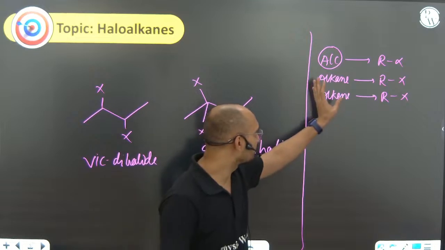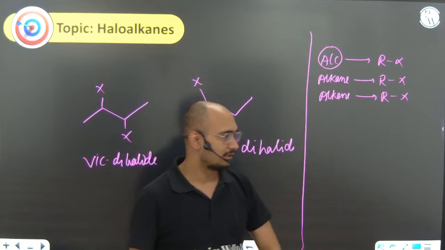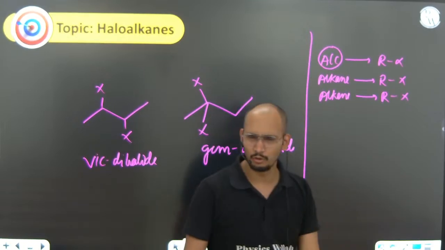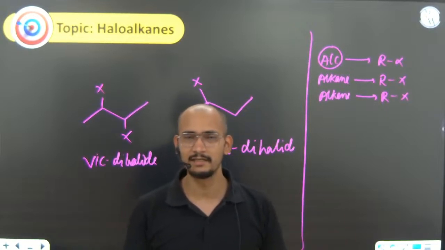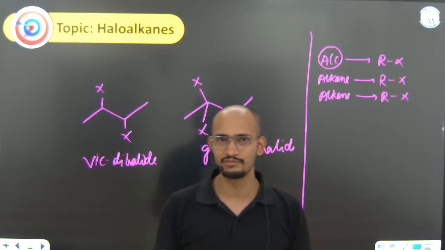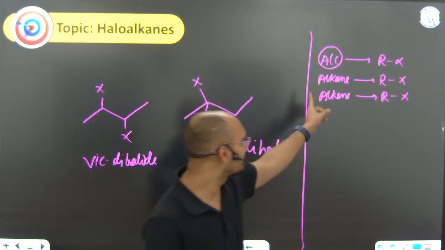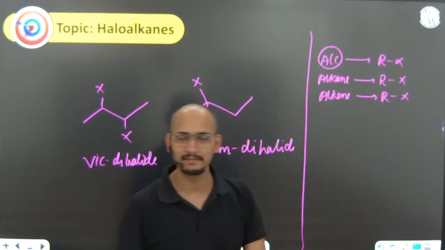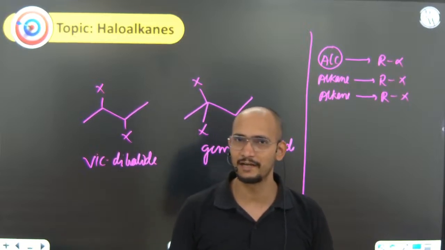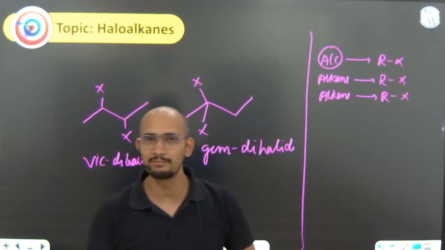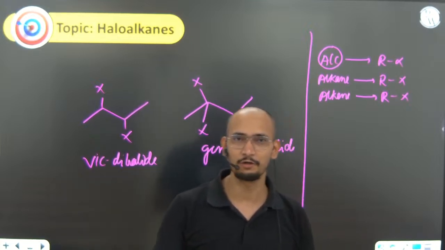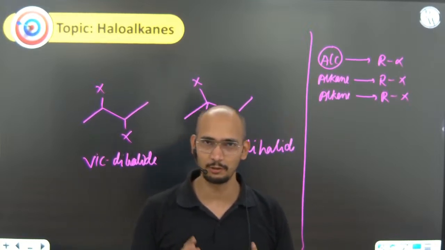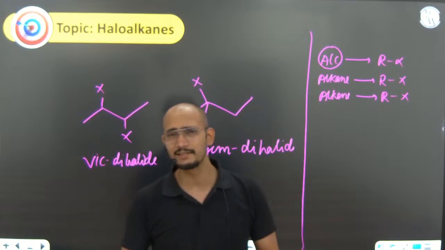If you talk about alkane to haloalkane, it will be just a substitution. We have already studied it last day, in the presence of h nu, sunlight, and halogen, you can get this. Then alkene to haloalkane with HX is nothing but an addition reaction. There are two types of addition reaction: one is Markovnikov, another is anti-Markovnikov addition.